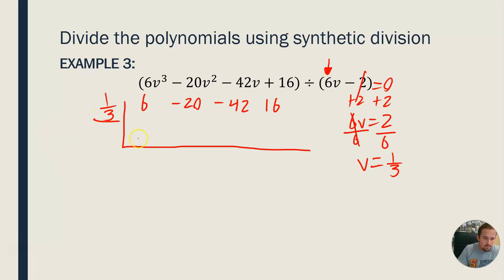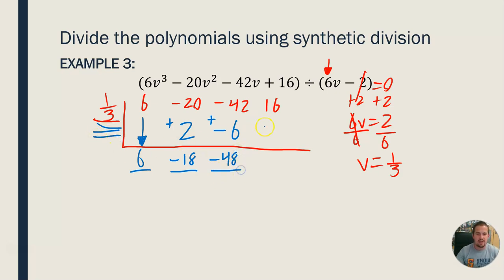Okay, so let me change colors one more time. I'm going to bring the 6 down. 1/3 times 6 is 2. A lot of people don't like those fractions, but the process is still the same. 1/3 times 6 is 2, or 6 divided by 3 is 2. Negative 20 plus 2 is negative 18. 1/3 times negative 18 is negative 6. Negative 42 plus negative 6, or negative 42 minus 6, is negative 48. 1/3 times negative 48 is negative 16. That's convenient because 16 plus negative 16 is 0.